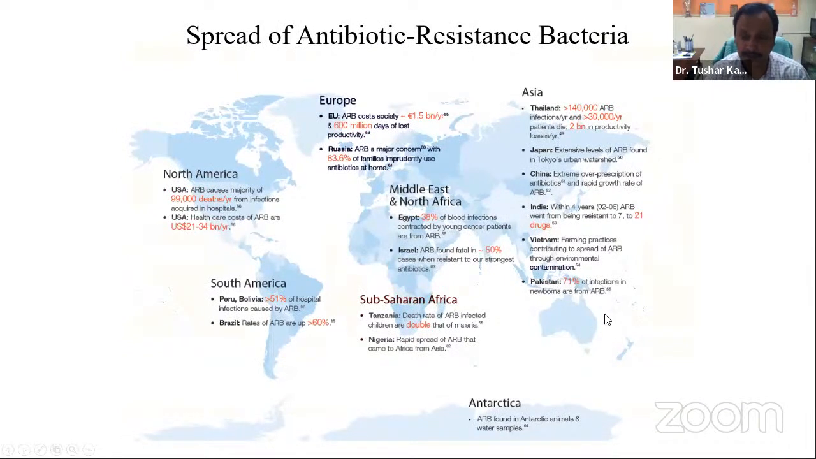Okay, and this antimicrobial resistance or antibiotic resistance is not a problem to any single country. It is a global problem. You can see here that all the continents have equally suffered due to this, and it has a lot of financial implication apart from the death. Even in Antarctica, people have identified antibiotic resistant bacteria.